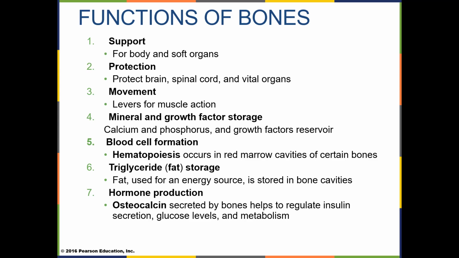There is a hormone called osteocalcin that regulates our insulin levels. It regulates our glucose levels and helps to control our metabolism. We don't just depend on insulin to control our blood sugar. We use cortisol from our adrenal glands, and we use osteocalcin from our bones. So there are a lot of things we need our bones for.